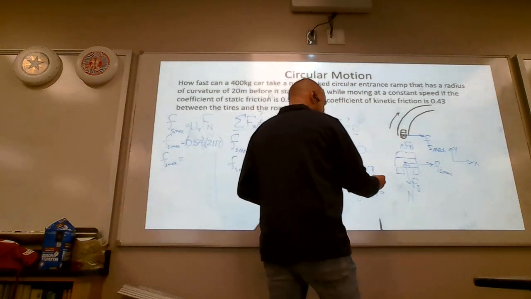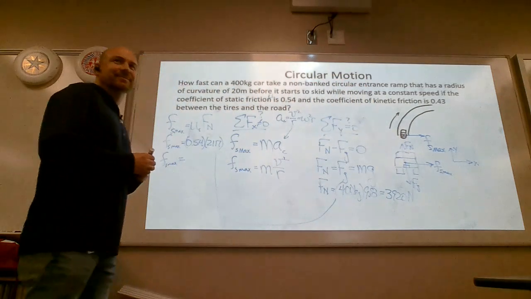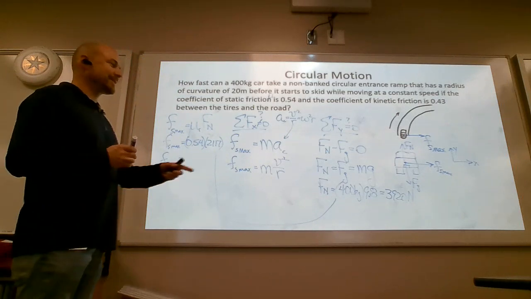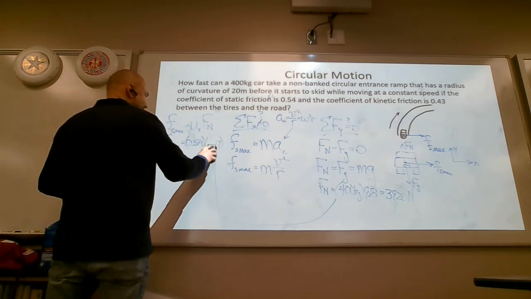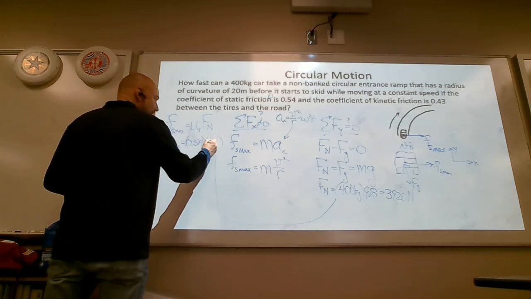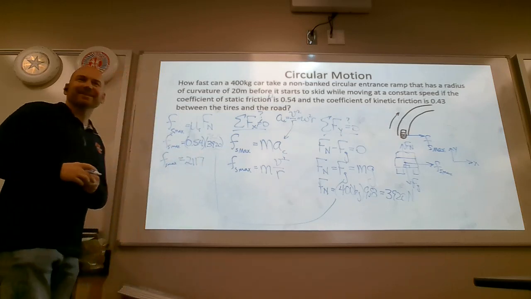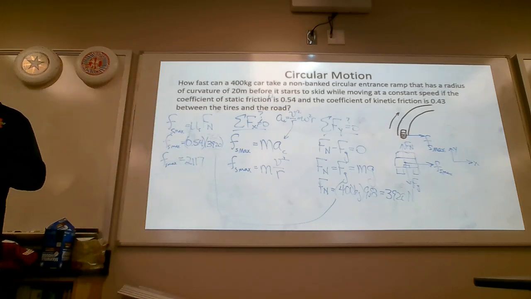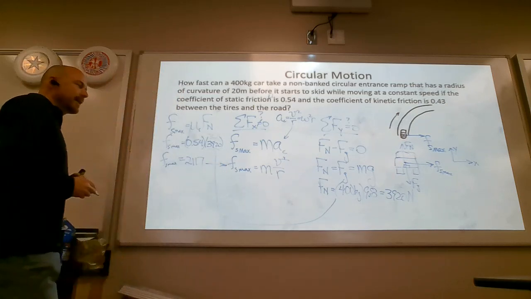Sorry. That's equal to 3,920. That's close to 10. It should be close to 4,000. Guess what's equal to 2,117? 0.54 times 3,920. There, that's 2,117. My bad. And stick that in there.